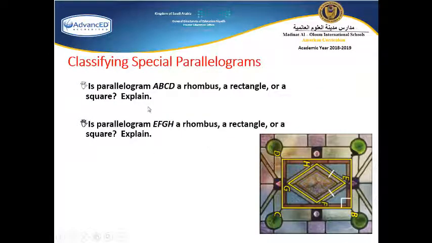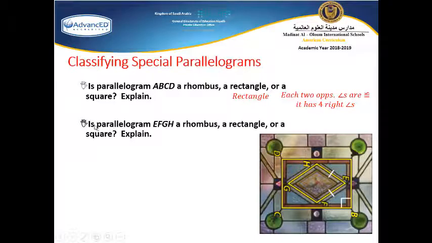Let's solve this question. Is the parallelogram ABCD a rhombus, rectangle or square? Since here we have angle B a right angle, and this is a parallelogram, then each two opposite angles are congruent. Then we have four right angles. Then this parallelogram is a rectangle.